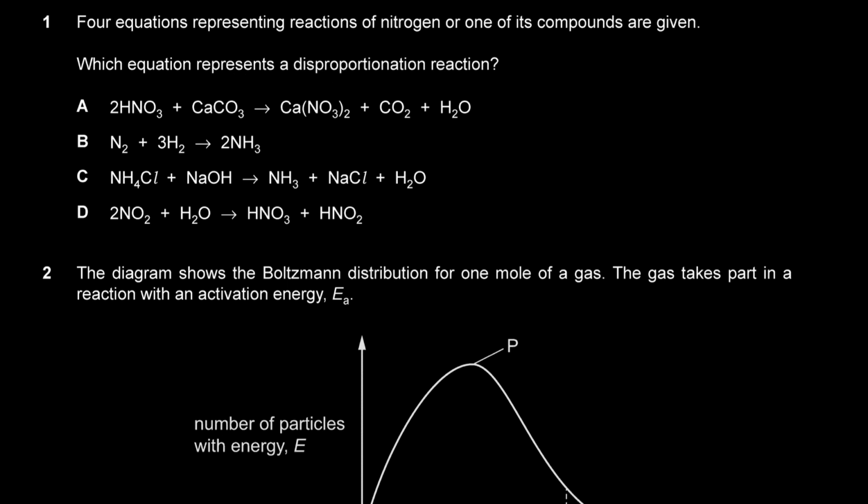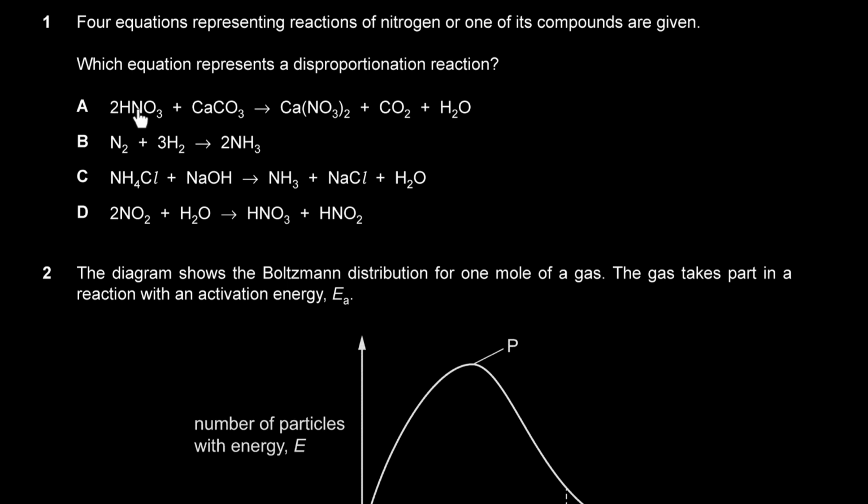You guys might remember that a disproportionation reaction is a reaction in which a single species undergoes both oxidation and reduction simultaneously, right? Atoms of a particular element in a single species undergo both oxidation and reduction.